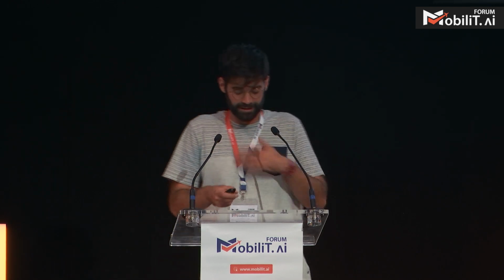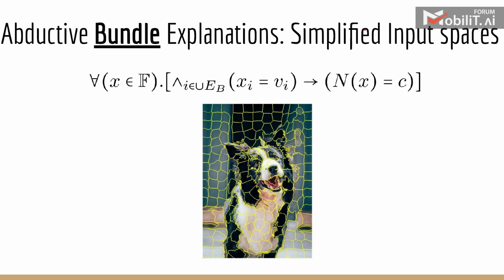So we also talked about abductive bundle explanations. A bundle is simply a subset of features. You can think of this as a partition of the entire input space. Now, instead of providing explanations in terms of features, we can provide explanations in terms of bundles.